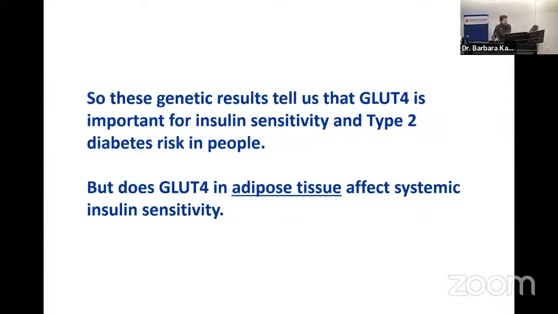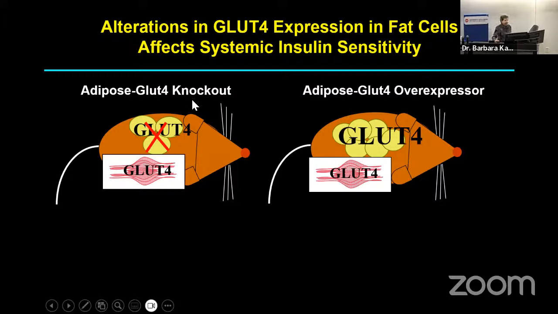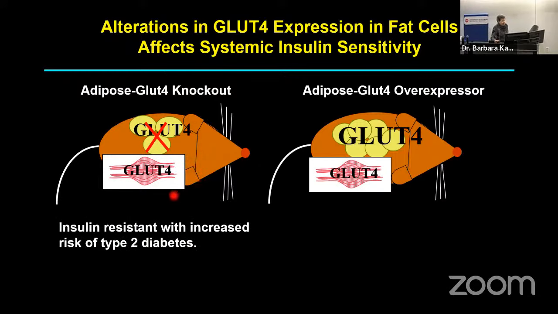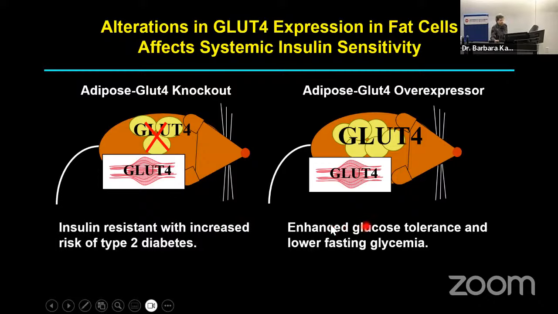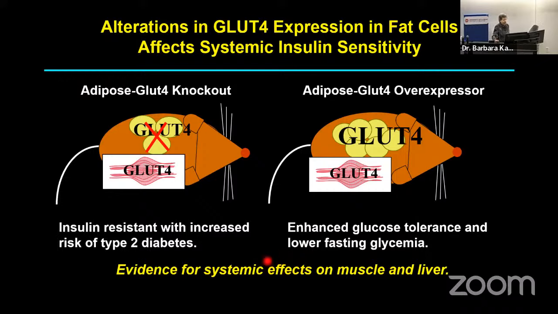So these genetic results tell us that GLUT4 is important for insulin sensitivity and type 2 diabetes risk in people. But does GLUT4 in adipose tissue actually affect systemic insulin sensitivity? And to address that, we made mice with adipose-specific knockout of GLUT4 or adipose GLUT4 overexpression. The GLUT4 expression was still normal in the muscle of these mice. And surprising, when we did this years ago, was that adipose-specific GLUT4 knockout caused insulin resistance with increased risk of type 2 diabetes, whereas adipose-specific GLUT4 overexpression was associated with enhanced glucose tolerance and lower fasting glycemia. And when we studied the tissues in vivo and ex vivo, there was evidence for systemic effects on muscle and liver from this defined genetic alteration in fat.